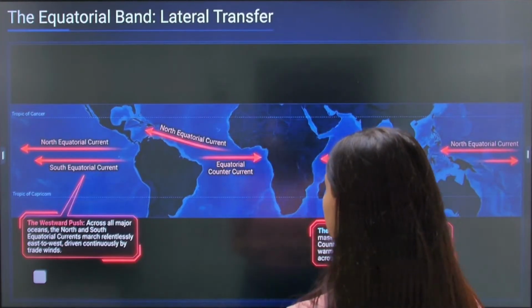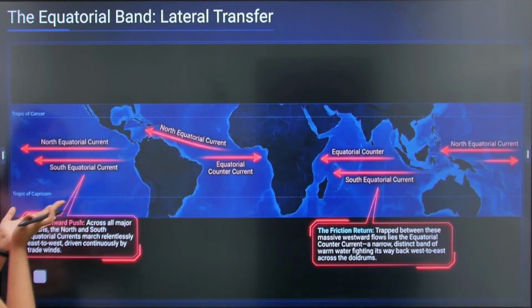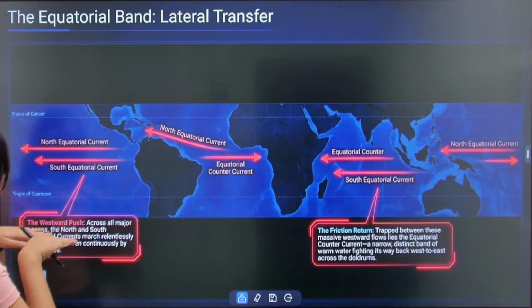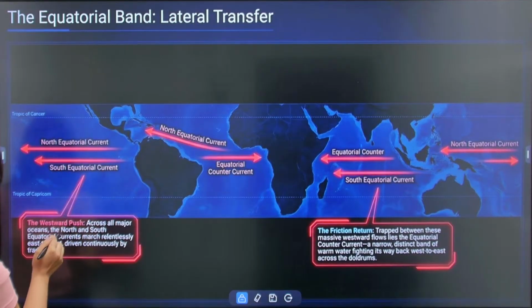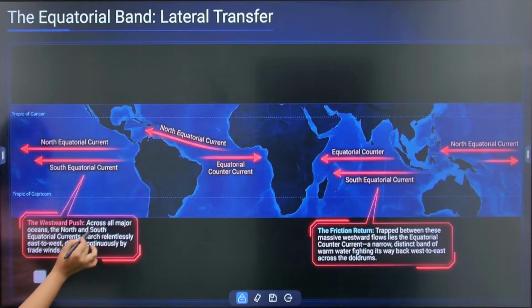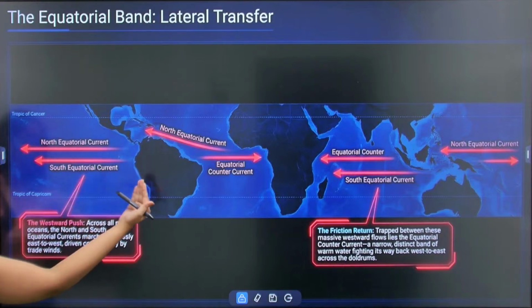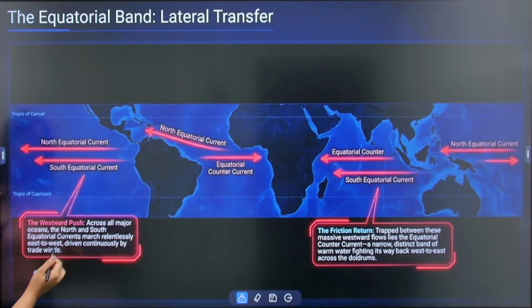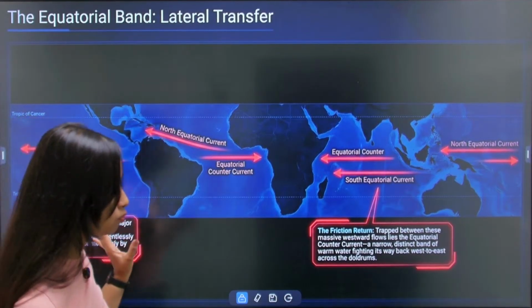The equatorial band. Along the equator, you would see that the currents are moving laterally, either right or left, along a lateral path, not northward or southward. There are some westward push currents across all major oceans. The north and south equatorial currents march relentlessly from east to west, driven continuously by trade winds, because trade winds move from east to west. So these winds, when they travel above the ocean water, force the water to move in the same direction.